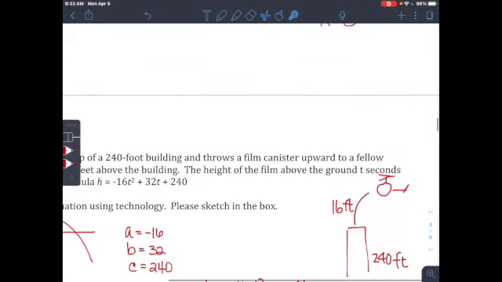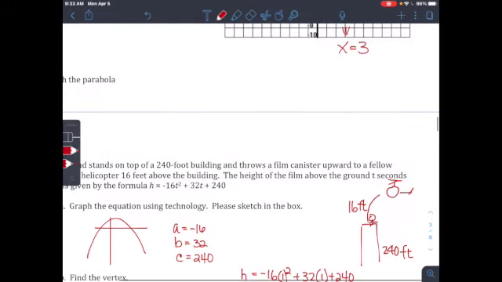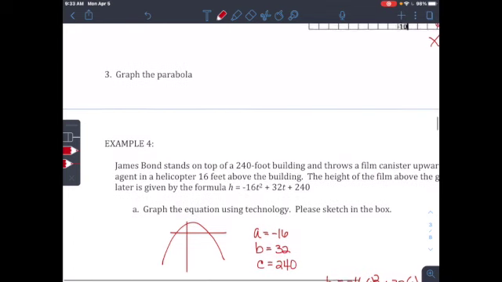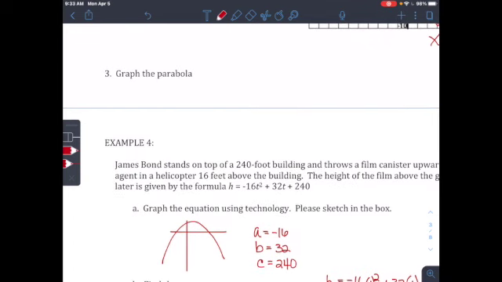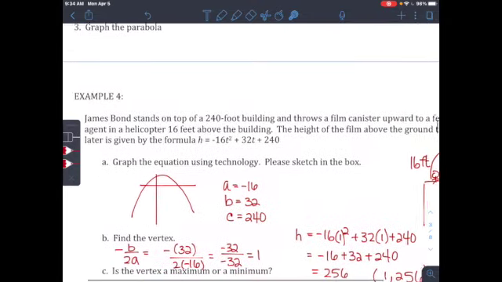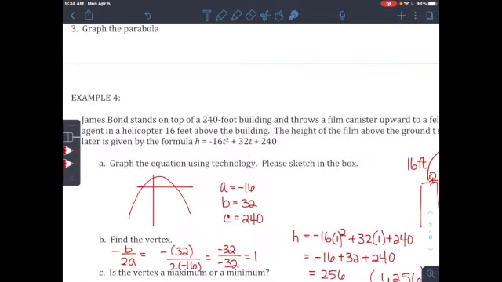Here is the building, and here is James Bond. Now, James Bond is going to throw 16 feet up to the agent that's in the helicopter. And there's my helicopter. In this case, you should be able to see there's a parabola. When I put this equation into the calculator, this is what I got. I got a picture that looks like this.